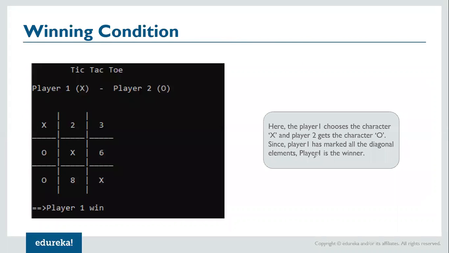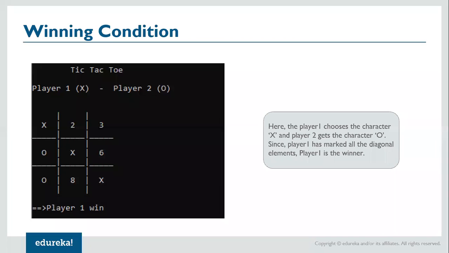I believe you all have played this game earlier in your school days, college days, or maybe now as well. Suppose player 1 marks X and player 2 marks O's, right? Here player 1 chooses the character X and player 2 gets the character O. Since player one has marked all the diagonal elements, all marked as X, player one wins in this case, right? So this is a winning condition in a tic-tac-toe program.